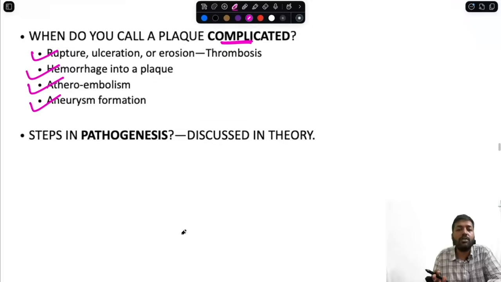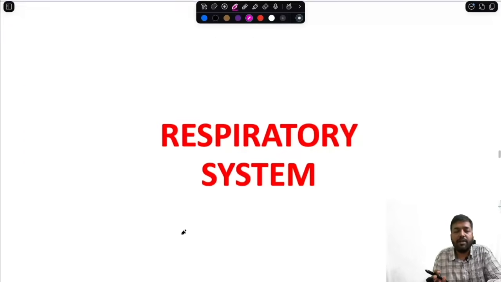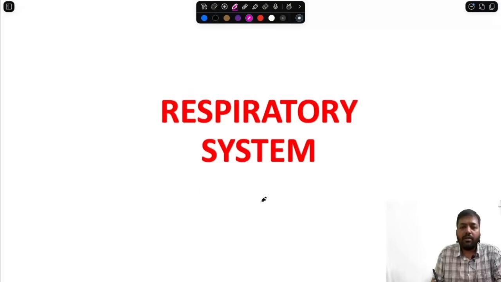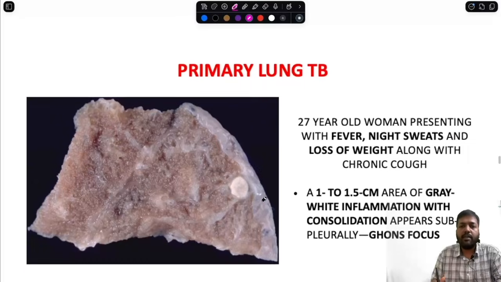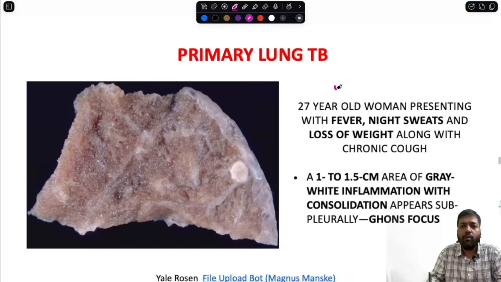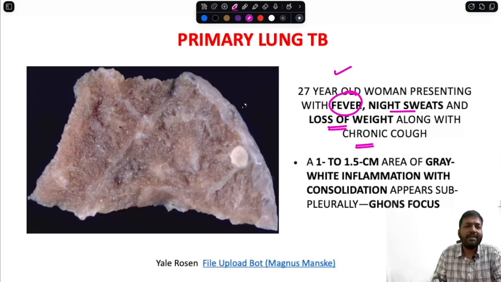Next, we are going to start off with the respiratory system specimens. Coming to the respiratory system, the first thing that we are going to see is a 27-year-old woman presenting with fever, night sweats and loss of weight along with chronic cough. So what do you see over here? You can see a specimen of the lung, or one side of the lung. You can appreciate a 1 to 1.5 centimeter area of gray white.